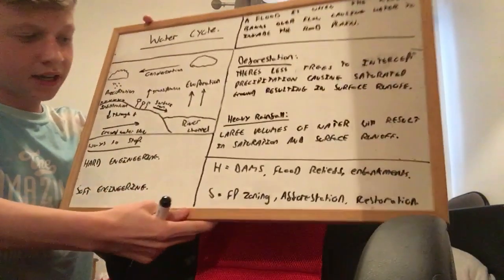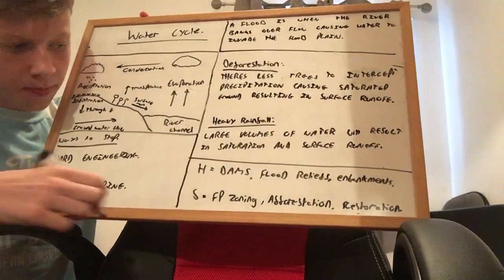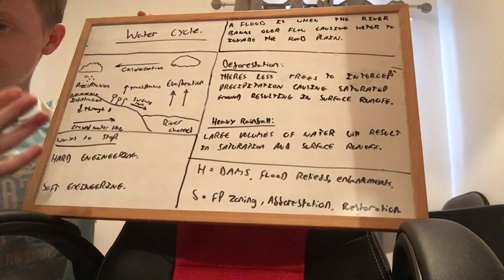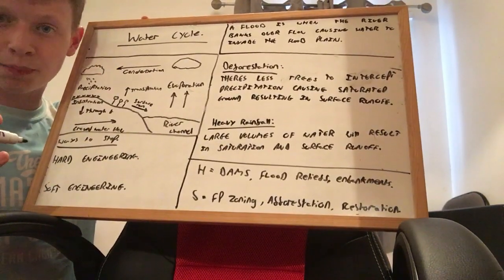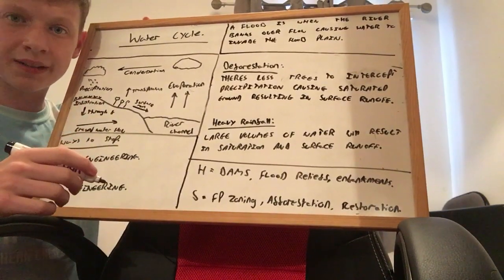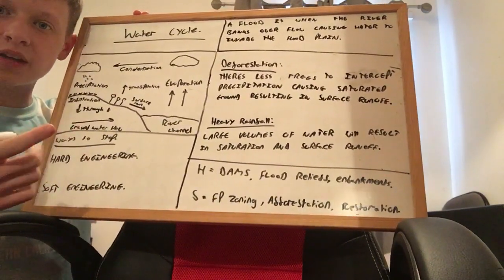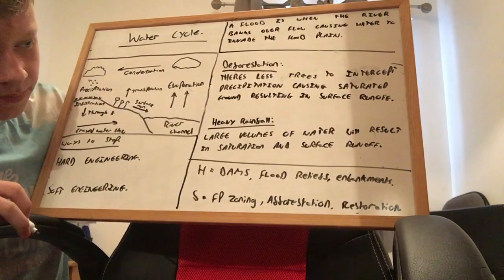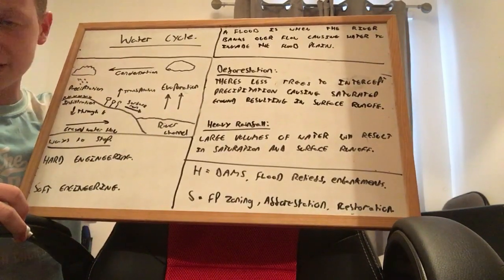Now, examples of soft engineering. Soft engineering is working with the environment. So that includes floodplain zoning, meaning you can't build on floodplains. The disadvantage of this is many people already have built on floodplains, and it's pointless destroying everything to maybe stop a flood every decade or something. Afforestation, planting trees to intercept the water so the ground doesn't become saturated, resulting in surface runoff. And then finally, restoration of rivers. Now this can include dredging rivers and fixing them, basically.